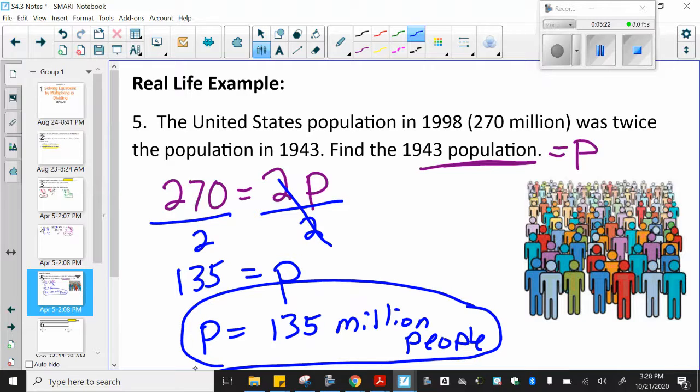That makes sense. Also, by the way, 1998 is when I graduated high school, guys. So that's how old I am.